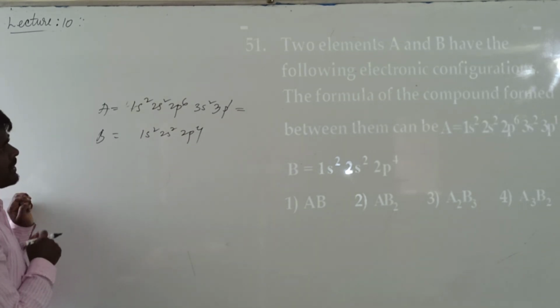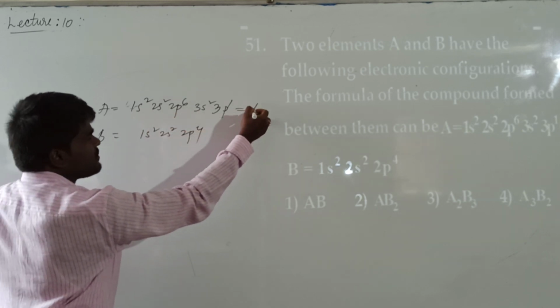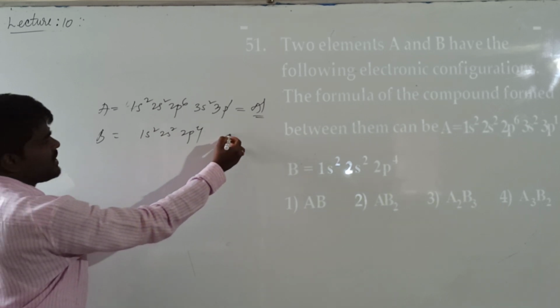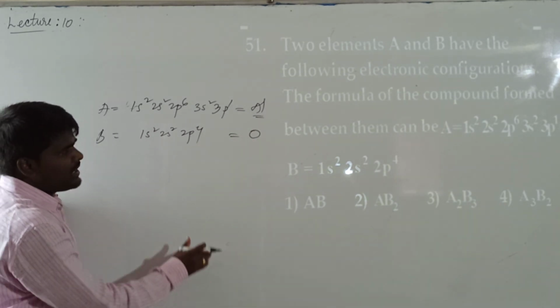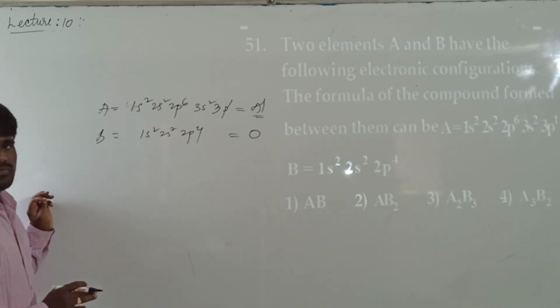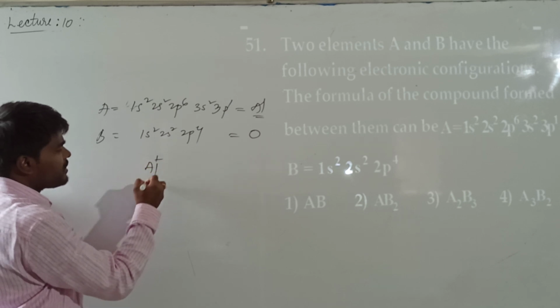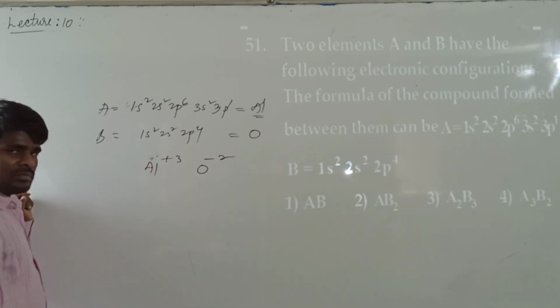What is the element which is configured here? 10 plus 3. This is actually the electronic configuration of aluminum. This is the electronic configuration of oxygen. He is asking us to identify the formula of the compound formed between these. Generally we know that aluminum exhibits +3 oxidation state and oxygen exhibits -2.